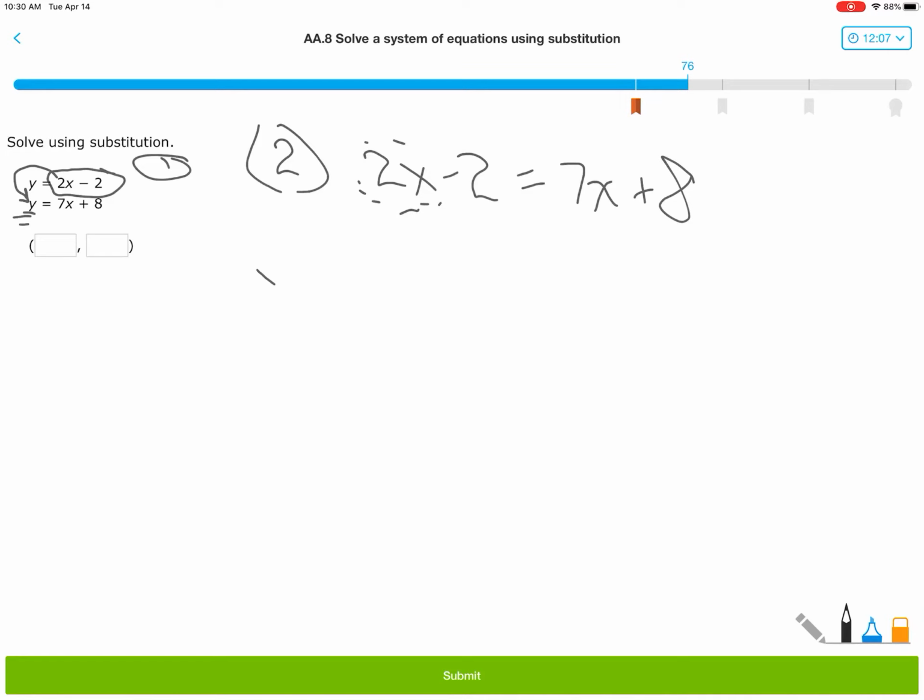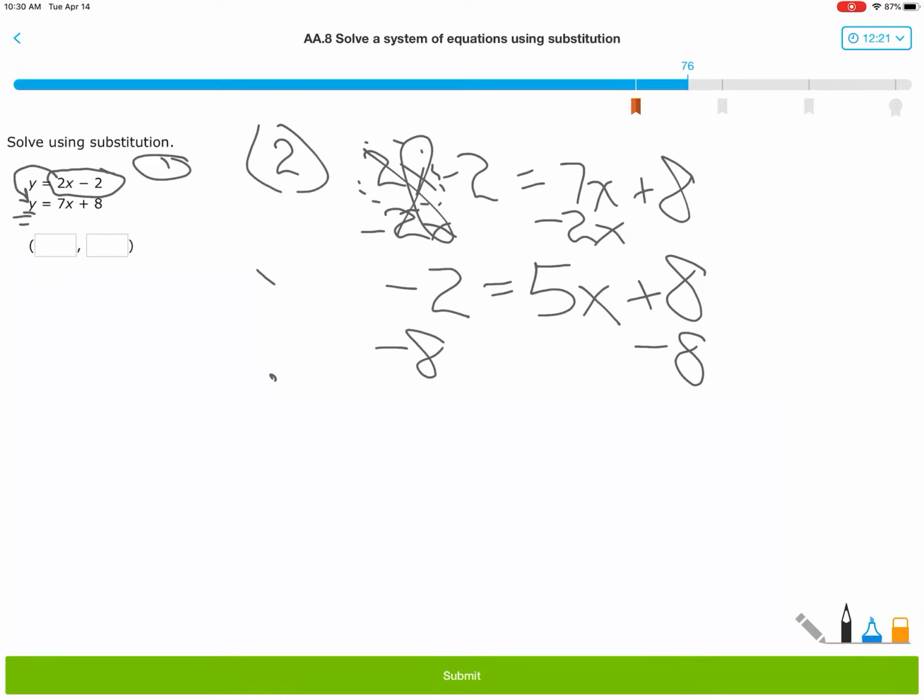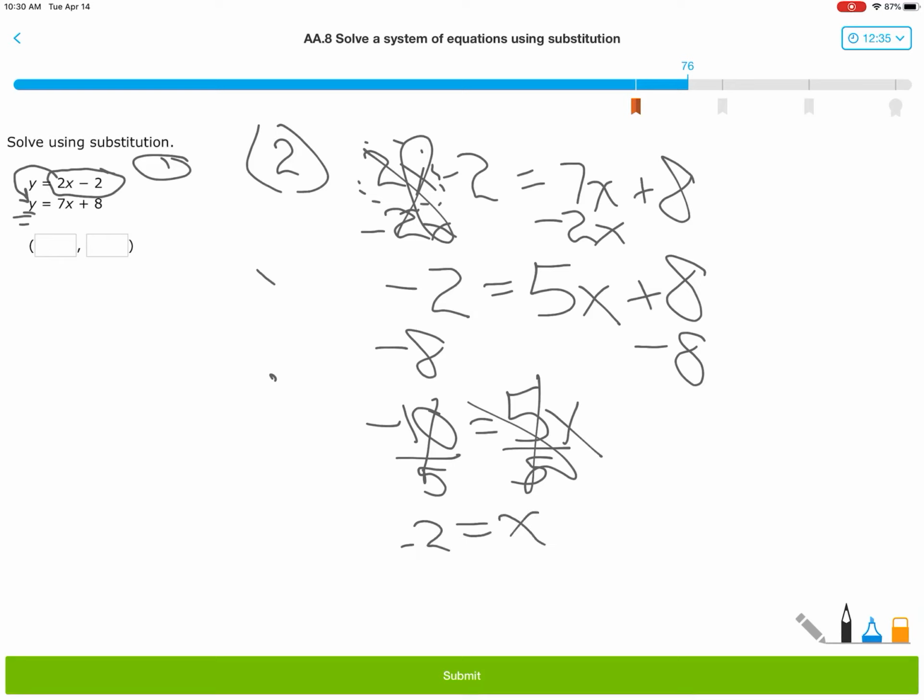I'm going to move this 2 to the other side, to the 7, because that's going to keep my variable positive. Not that it matters, but I just like to keep it positive when I can. Minus the 8 over. Negative 10 equals 5x. Whoops. Cancel that one, not this one. Negative 10 over 5 gives me negative 2. So there's my answer from step 2. Now I've got to take that answer and put it back into my answer from step 1. This is to finish step 3.